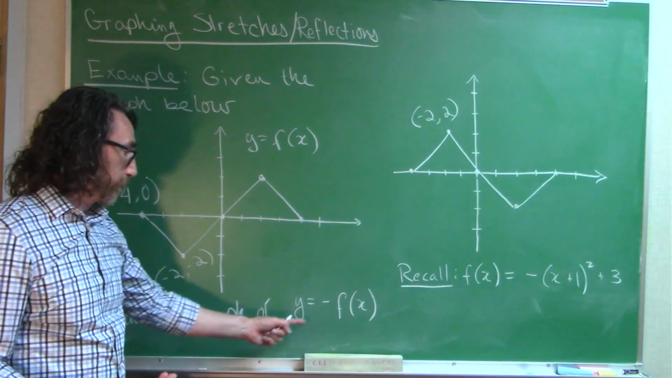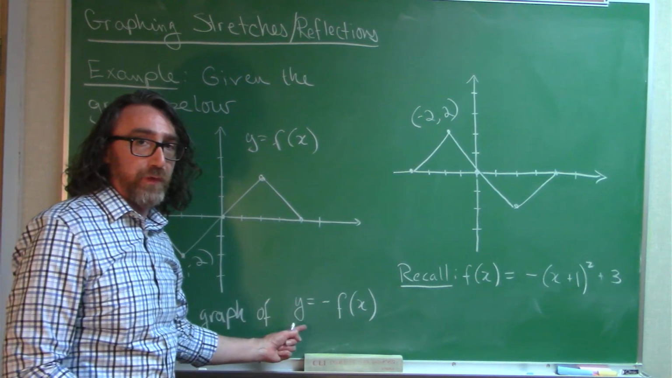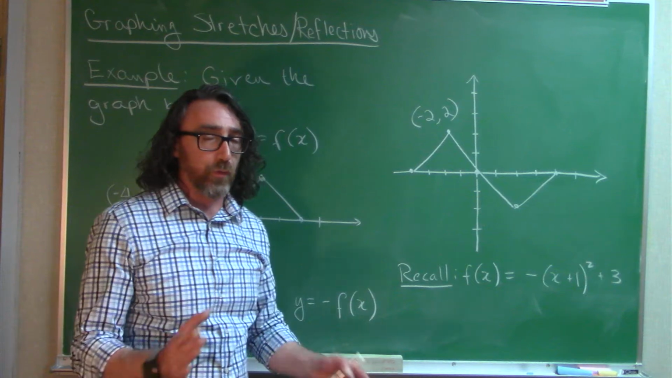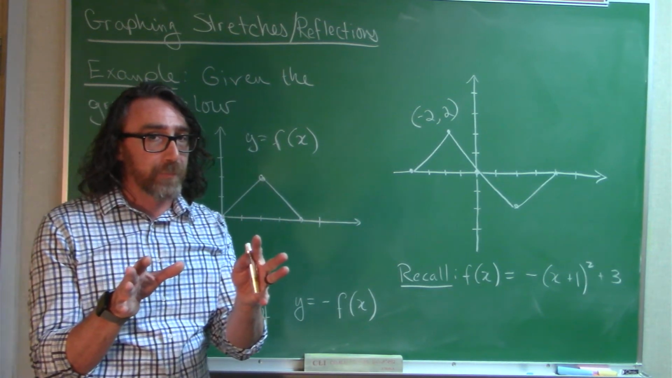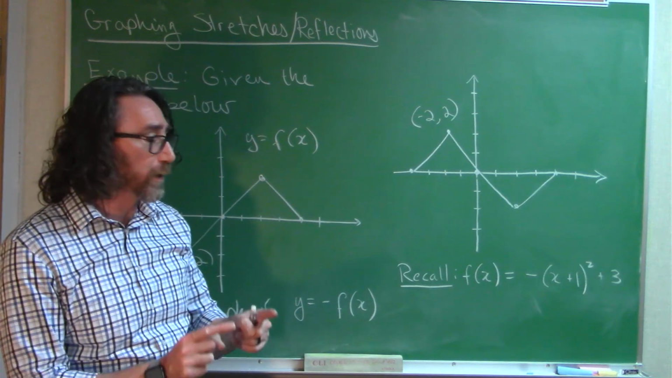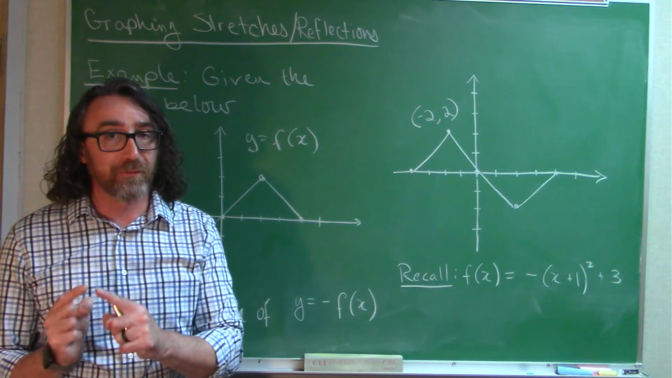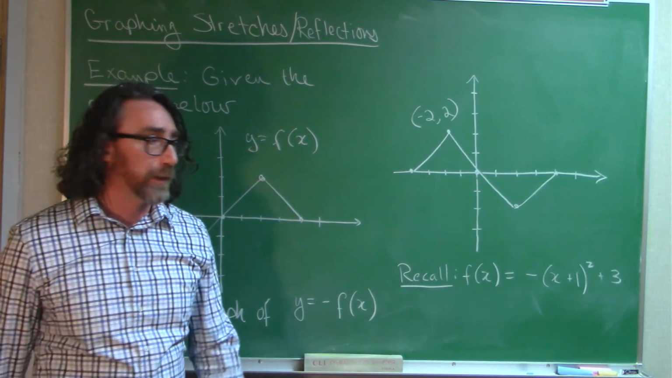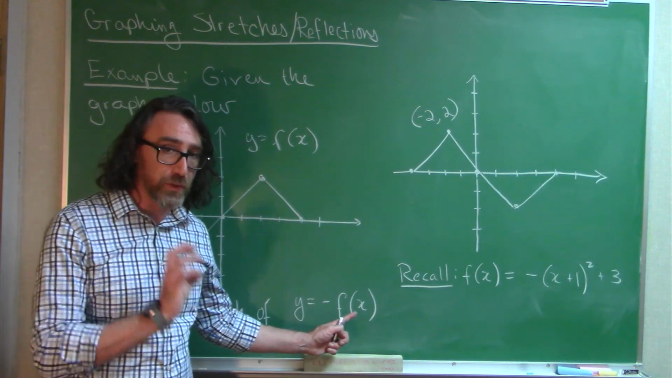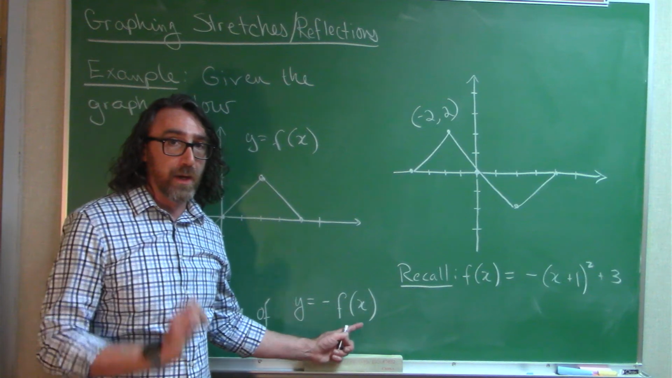Same kind of thing here. It's just with generic functions. Changes to the outside affect the y coordinates. Changes to the inside affect the x coordinates. Remember to keep those separate, okay? Don't mix them up. Outside affects the y coordinates exclusively. Changes to the outside leave the x coordinates untouched. Changes to the inside mess with the x coordinates exclusively. Changes to the inside leave the y coordinates untouched.